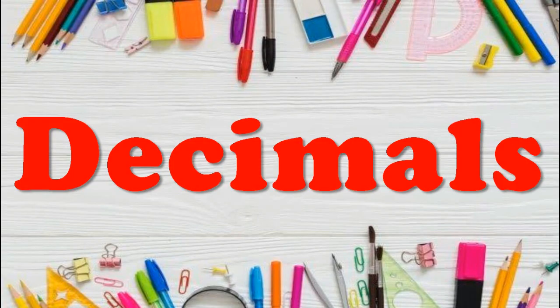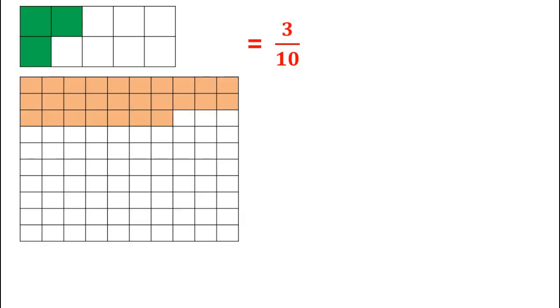Before we understand decimals, let us first learn about an interesting concept of fractions, which is decimal fraction. Here, as you all can see, the box is divided into 10 equal parts, out of which 3 parts are colored, which means the shaded region represents a fraction 3 by 10.